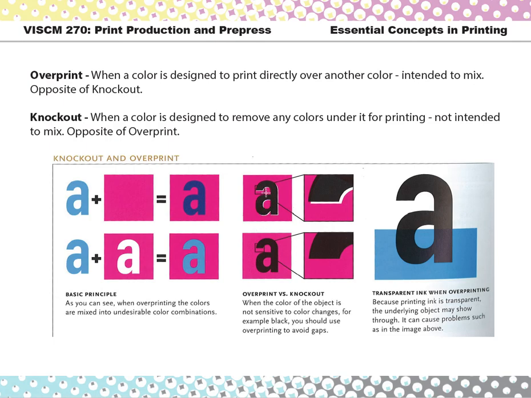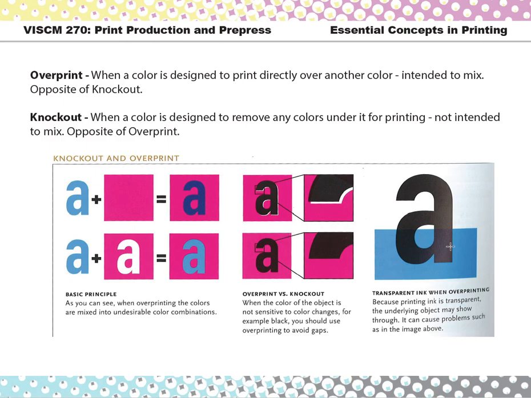You can see here this black A is misaligned with the knockout behind it, and so it creates that white gap, and that's a problem. To resolve that, you just make that black A overprint, and there's no chance of there being a white line. At the same time, that black A's color isn't going to change because it's black on top of magenta. If anything, it becomes a richer black, a nicer black. So the general rule is that black text and black lines are usually set to overprint.